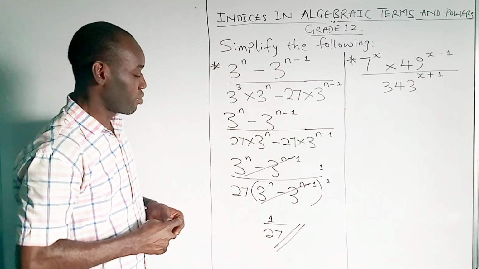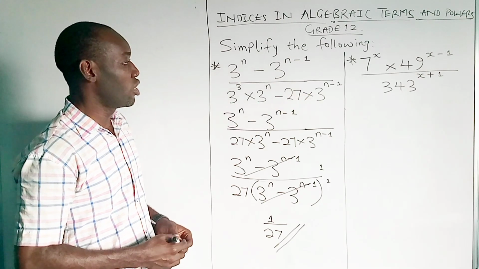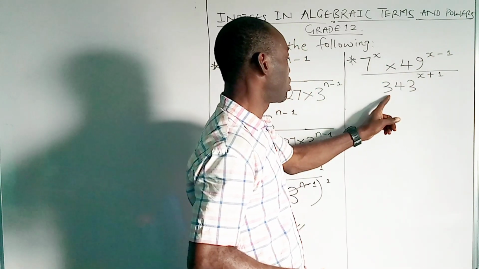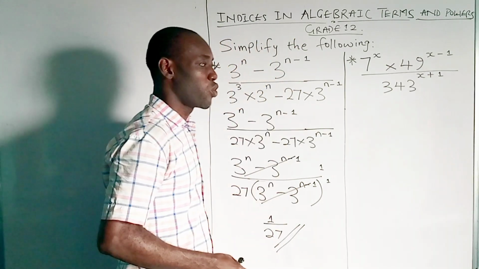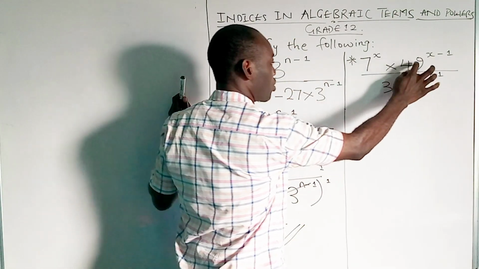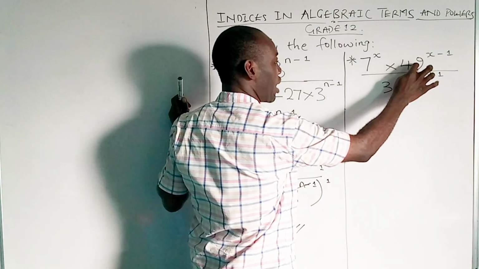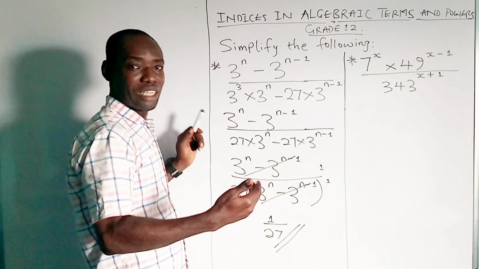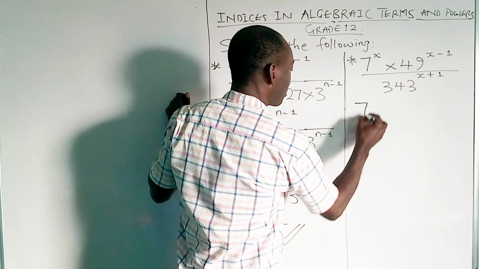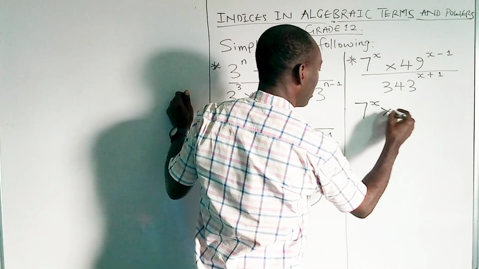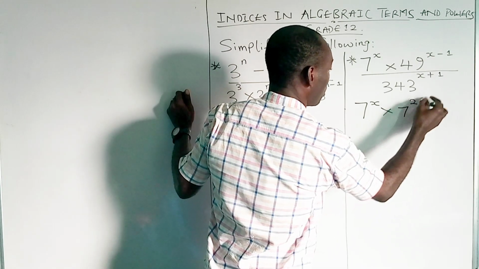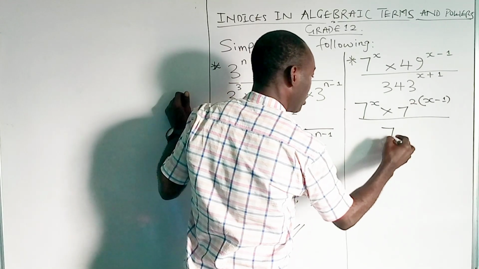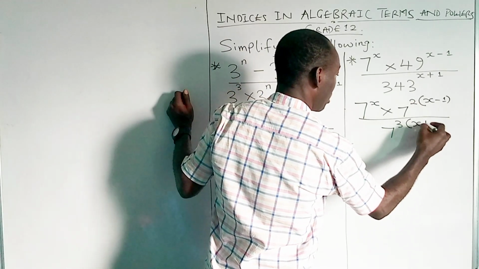Now let's see the second question. Here we have 7 to the power x times 49 all raised to the power x minus 1, all raised to 343 all raised to the power x plus 1. Now the 7 here is a factor of this and this, which simply means that 49 can be expressed as an index of 7. Likewise, 343 can be expressed as an index of 7 as well. So if we do that, we're going to have 7 to the power x times 49, which is the same thing as 7 raised to the power 2 into bracket x minus 1. Then at the denominator, 343 is the same thing as 7 raised to the power 3 into x plus 1.